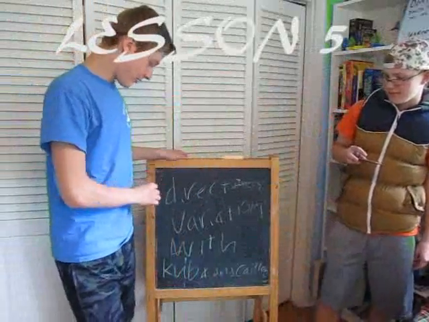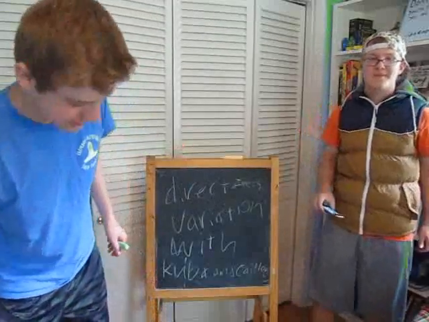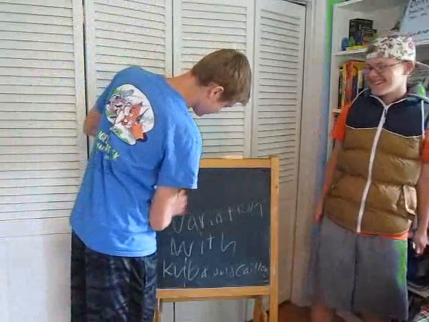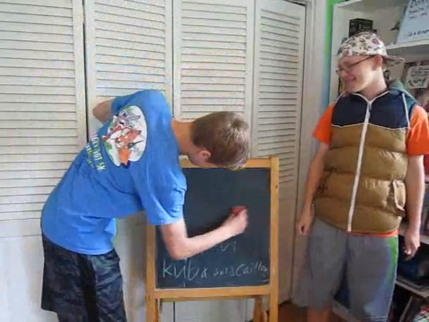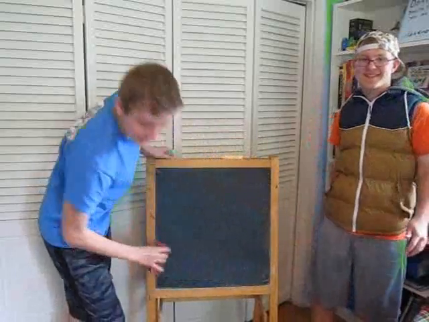We're done. Direct variation and inverse variation with Kuba and Caillou. You're getting to be a big boy. I'm just a kid who's 4. Each day I grow so I like exploring.